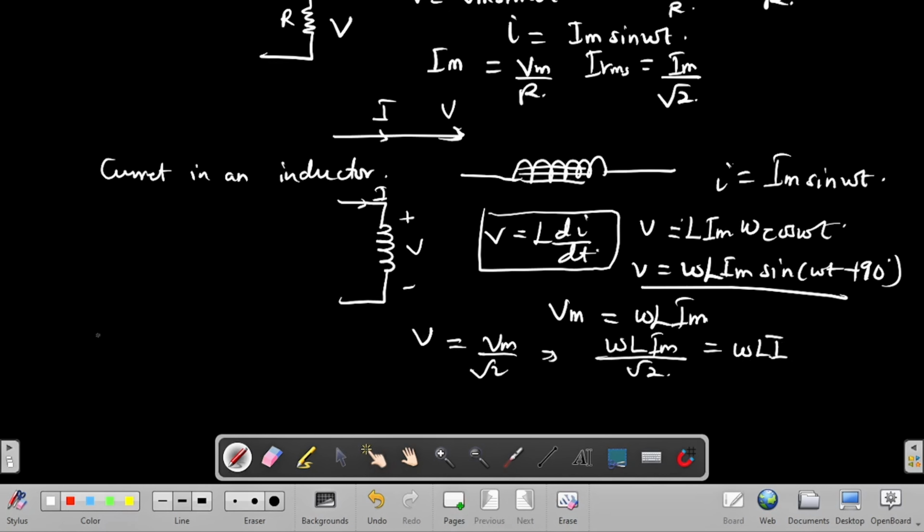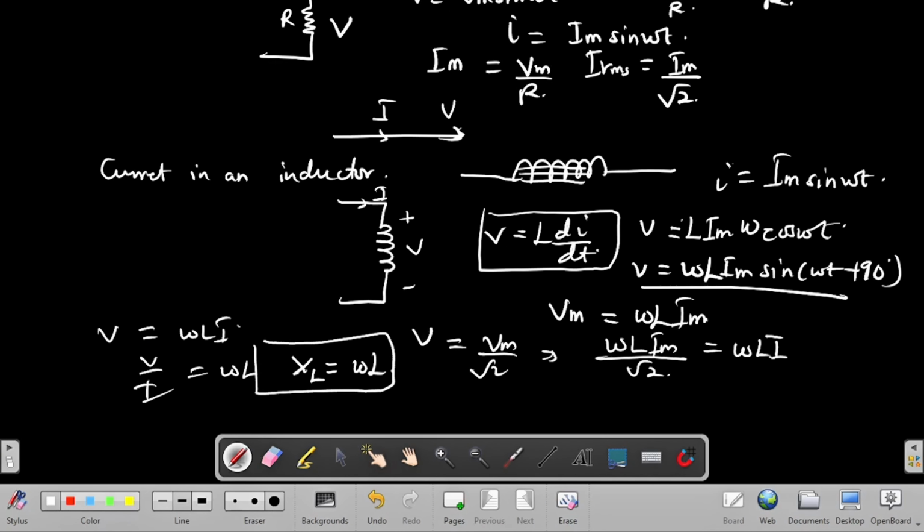Once you have V relating to omega L I, then I can say that my V over I is simply equal to omega L. And this is what we call reactive inductance, okay? So it's a form of impedance. Here we don't use resistance, we call it reactance. So it is called XL. XL is simply equal to omega L. So this is where the formula is stemming from. Please take note of this formula. We'll be using it along the way.